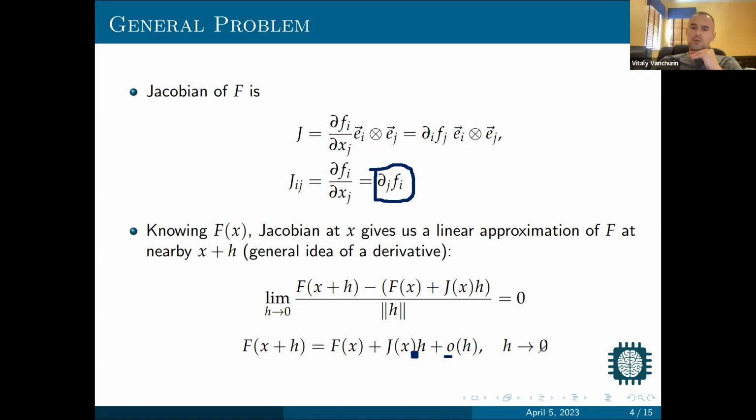So shouldn't it be h squared? No, this is a small o, not big O. So this tells us a function that is infinitesimally smaller than the function in the brackets, or big O of h squared. Yeah, it's equivalent.